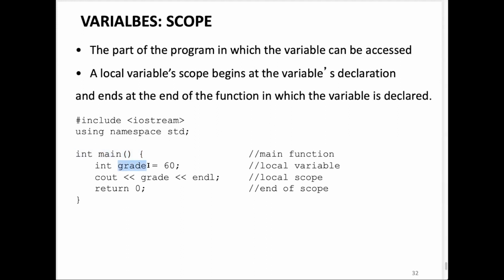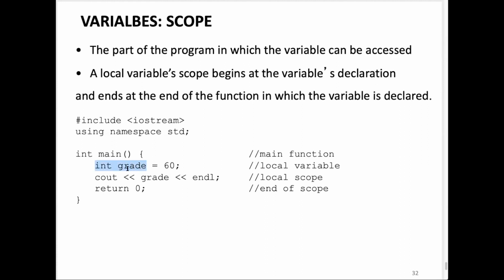This grade variable has what's called main scope, meaning when your flow of control exits your main, return 0 basically sends your entire instructions back into your execution unit. Your execution unit is the CPU. The CPU looks at it and says, this assembly code is asking me to return 0, meaning shutting this entire program down. Then your scope for that variable is gone. Inside this main function, this variable grade has what we call local scope.